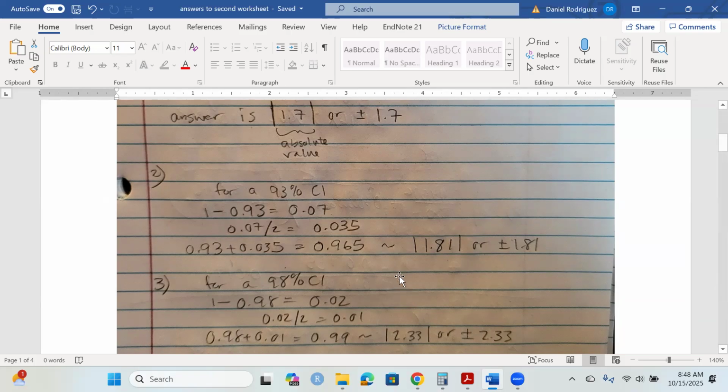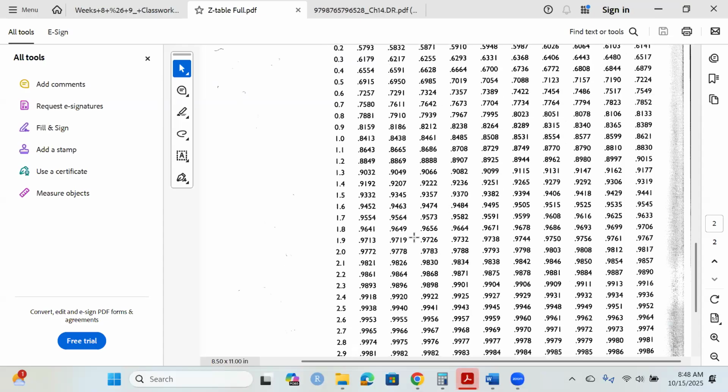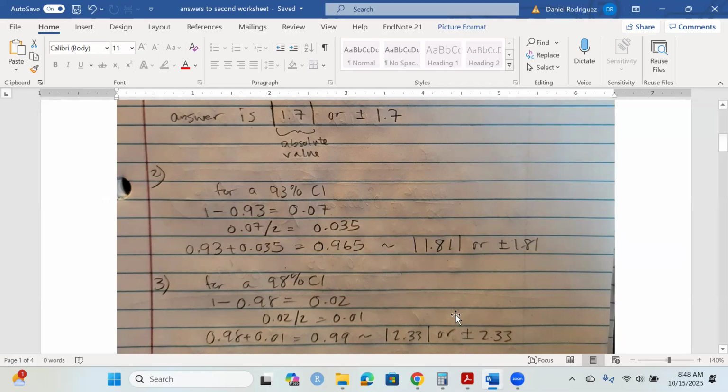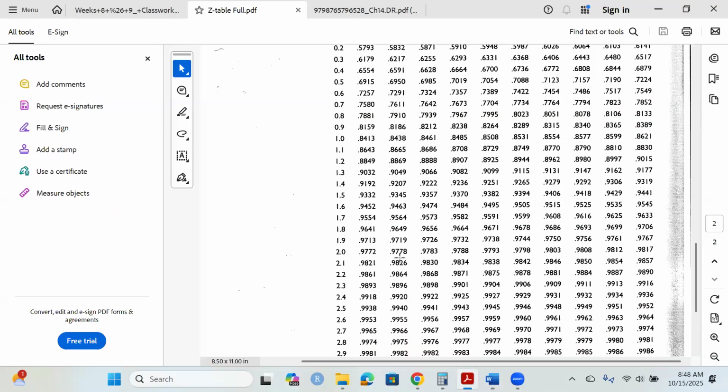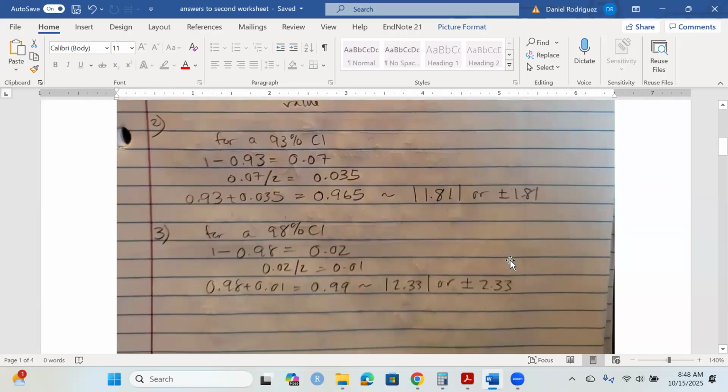So I'm going to go back to my table. Is it 0.965? See, I already forgot, but it's right somewhere like right here. Wait, did I say 0.965? What did I say? Yeah, 0.965. So when you get old, you start forgetting stuff. 0.965 is right here. This is the closest one right here. So 1.80, 1.81. So the answer would be plus or minus 1.81, or absolute value of 1.81.